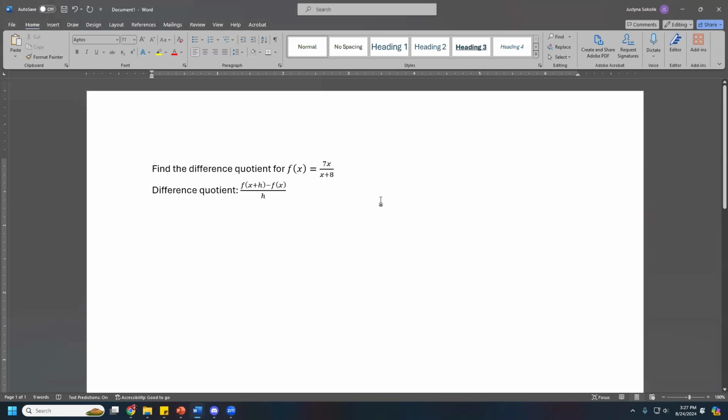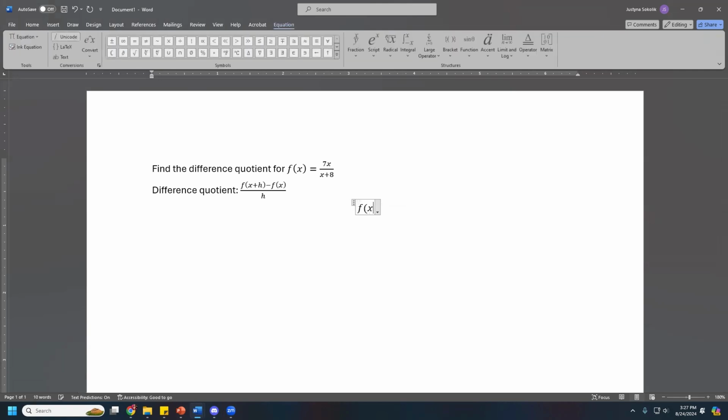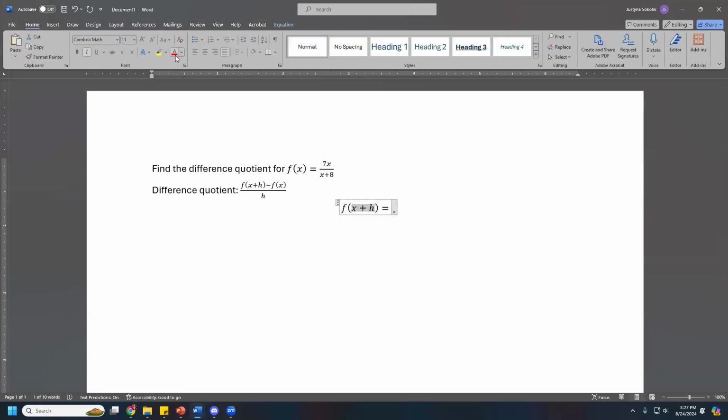Okay, this is how to find the difference quotient in general for any function. First thing that you want to do is start off by evaluating f of x plus h. All I need to do is everywhere I used to see an x in my original function, it now needs to be replaced by x plus h. So what I'm going to do to make this easier to notice is I'm going to highlight that red.